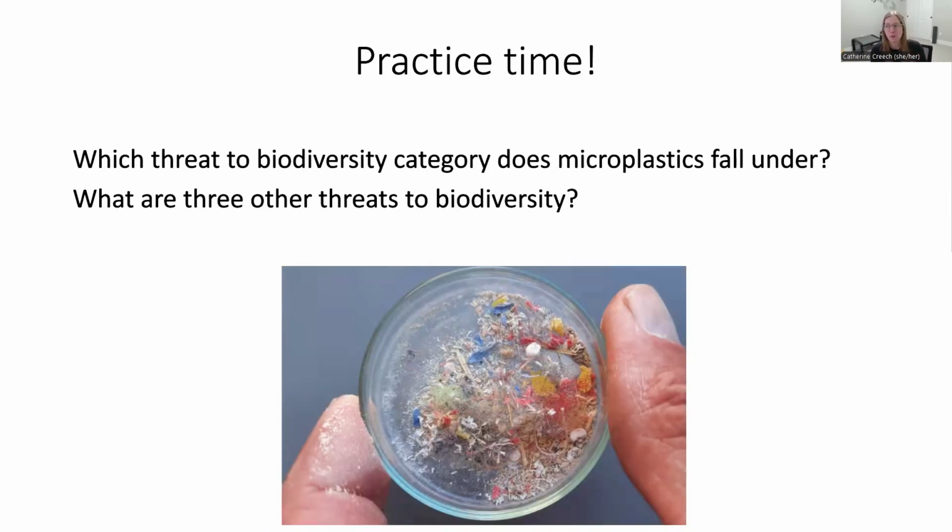I want you to think about what type of threat to biodiversity microplastics would fall under, which general category it would be. And then I'd like you to list and explain 3 other threats to biodiversity. I'm calling out microplastics specifically because they've been in the news a lot, but in general, being able to describe what's going on with biodiversity loss and what's causing it, that is our goal for this essay question. Type it out, write it down, practice making a full answer for this.